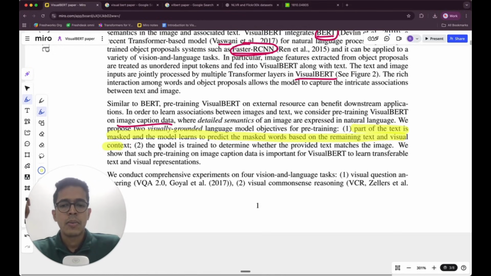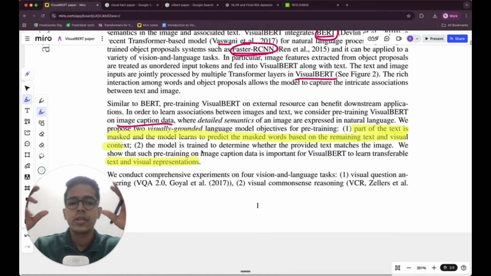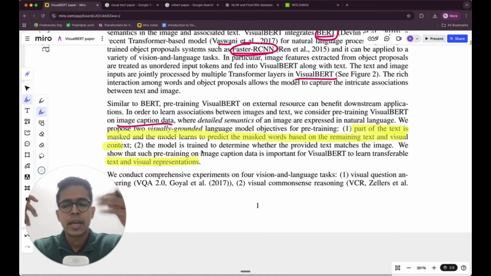Objective number 2: the model is trained to determine whether the provided text matches the image. So what if I provided a wrong image caption pair? Then my model should say, hey, this is not the correct image caption pair. The matching between this pair is very poor, and the model should be able to say that. We show that such pre-training on image caption data is important for VisualBERT to learn transferable visual and text representation. So the end goal is not just to do image captioning or image caption recognition.